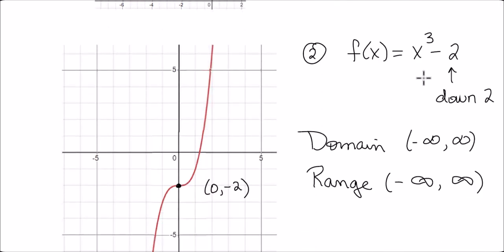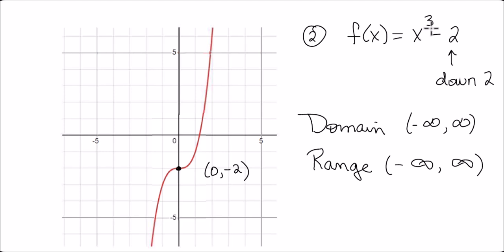Question 2, we have our x cubed, which is a snake, so it looks like a basic shape of a snake. There is something out on the end, so that moves things down by 2. There is nothing with the x, so there's no left or right. All right, so we have our basic graph, where it got moved to. Domain and range for this function is everything.